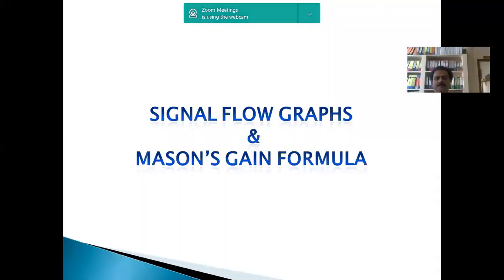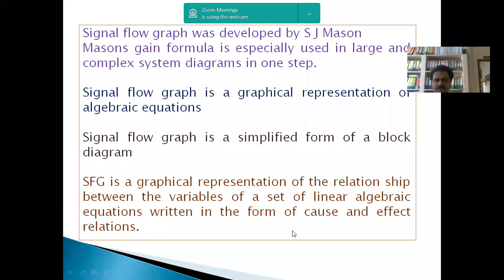Okay, signal flow graph and Mason's gain formula. The signal flow graph was developed by S. J. Mason, and it is also called Mason's gain formula. It is especially used for large and complex diagrams to get a transfer function model in a single step. Okay, so this is a graphical representation of algebraic equations.